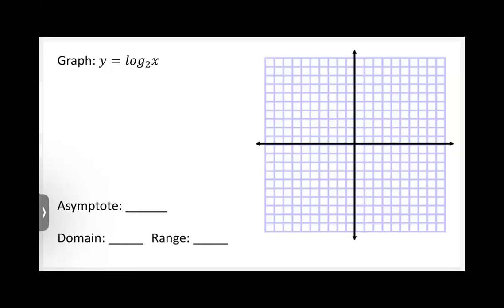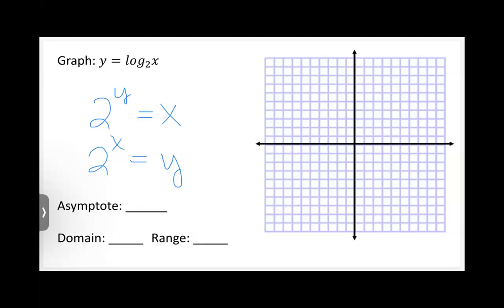So if we're going to graph y equals log base 2 of x, remember that we're changing it to 2 to the y equals x. Okay, so that's your exponential. Then we're going to switch out the x and the y. So it's 2 to the x equals y. And that's your exponential function. That's the one that we would graph first.